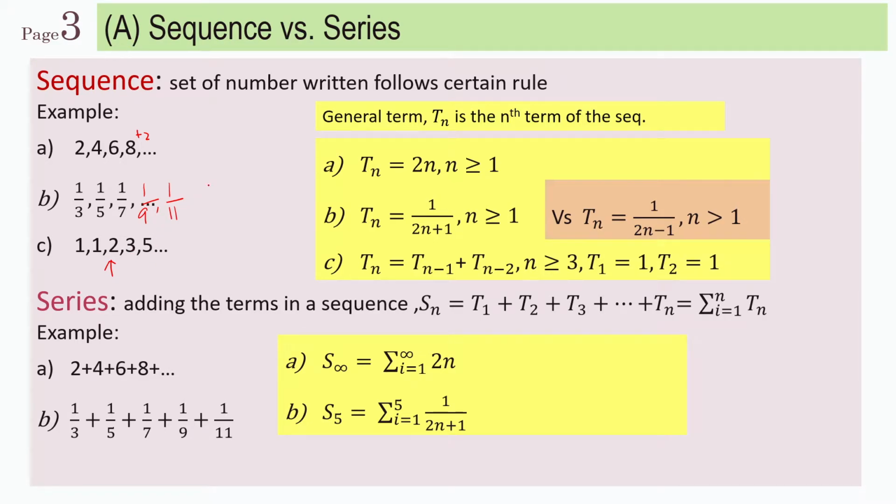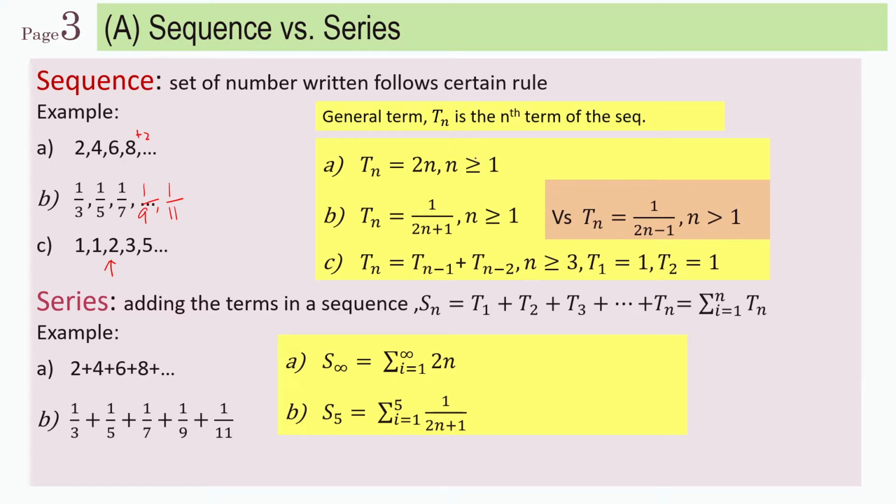Okay, and over here we are going to introduce something called the general term. For the general term, we normally use the notation Tn, the nth term of the sequence. If you want to generate the nth term for even numbers, we just give a general notation, Tn equals 2n, and n is greater than or equal to 1. This is the starting value of our n.